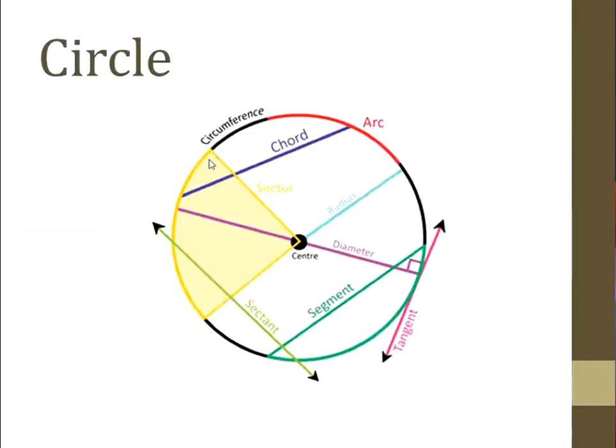We also have the radius there in blue, from the center to the circumference. And we also have a sector that is in yellow.